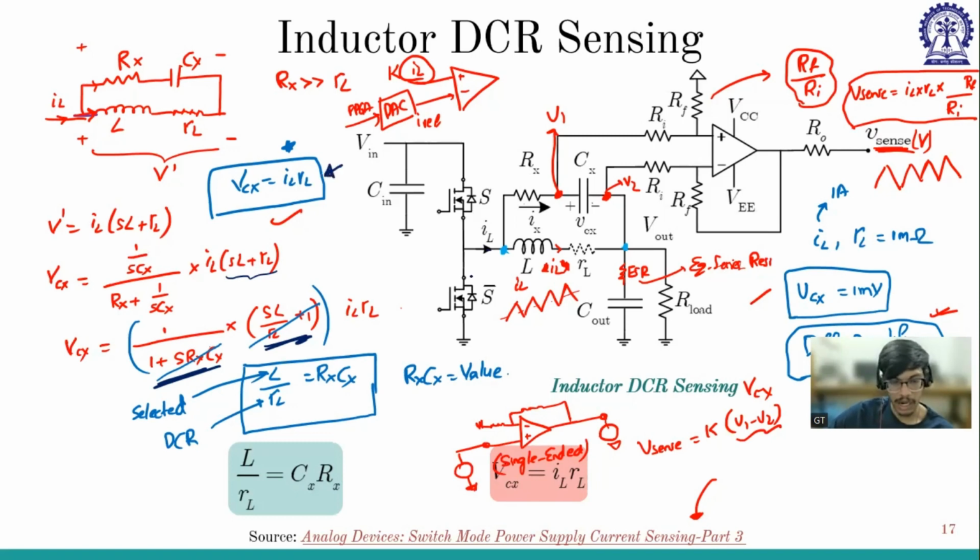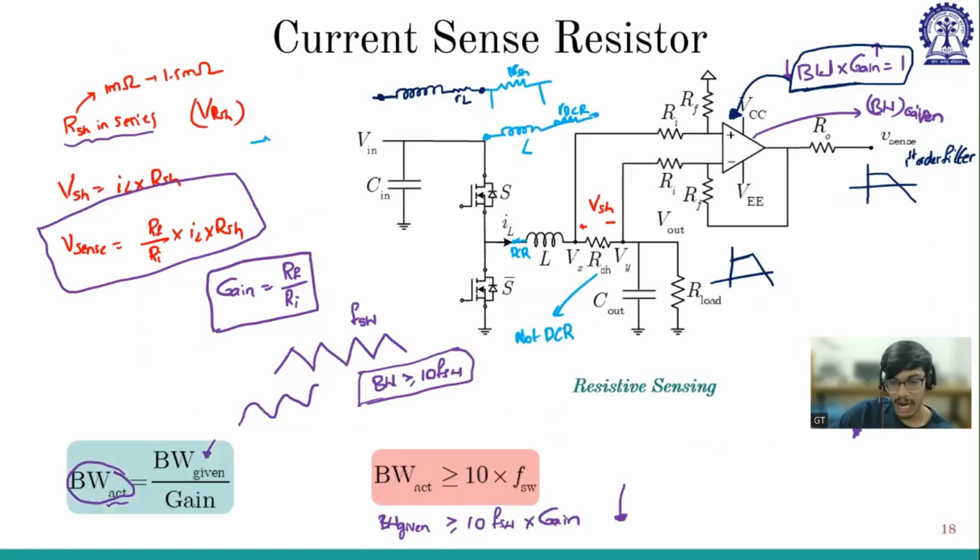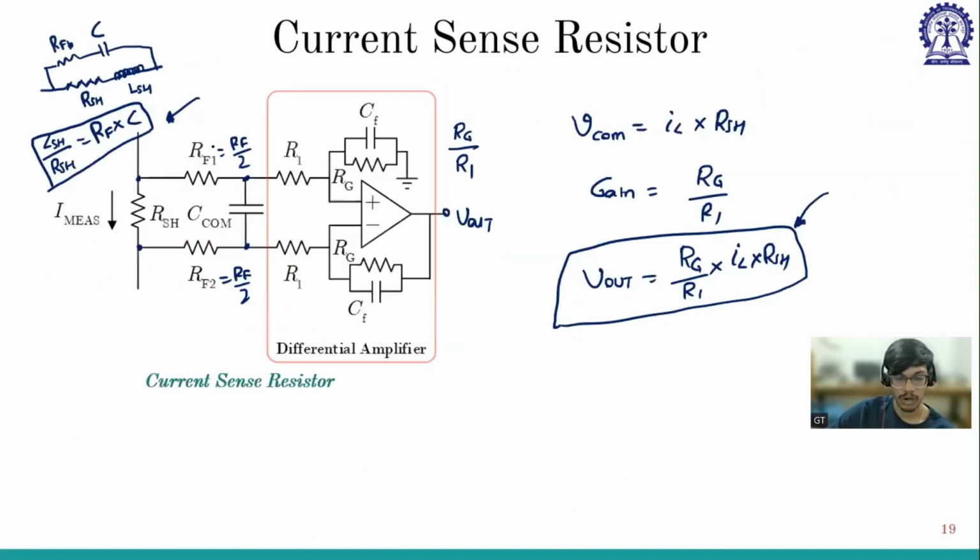But here, when we have considered R shunt, we are thinking that it is only resistance and it will be a scalar product, but it is not like that. If you go into any sense resistor datasheet, they will mention that it has some inductance, though it might be small, but there is inductance. So because of which my voltage will be SL plus R into IL. So I have to compensate this. I have to cancel this zero, for which I am using the same concept that we have discussed before, which is connecting an RC circuit in series.